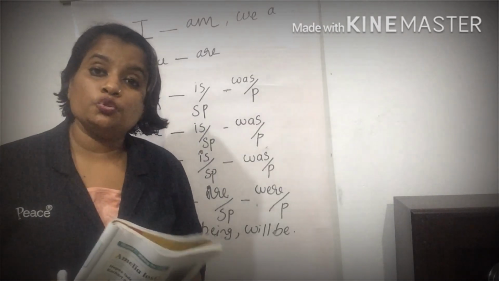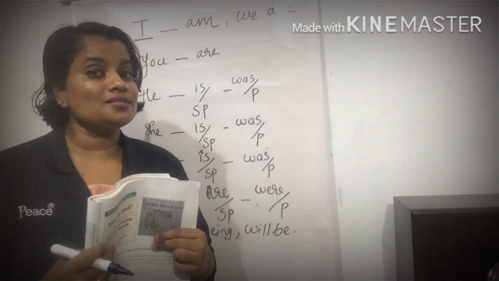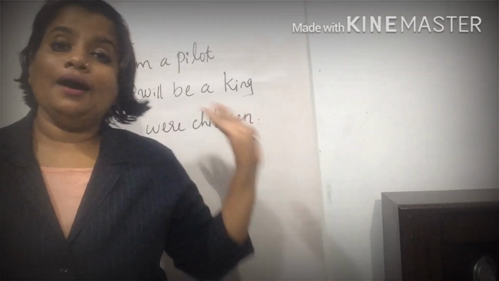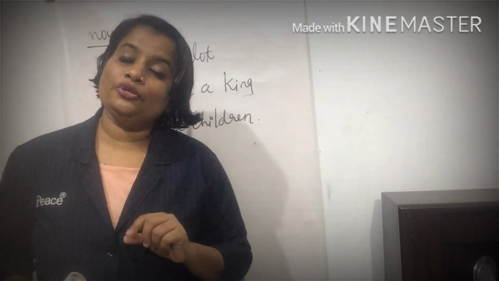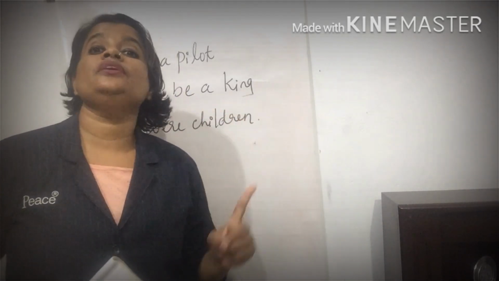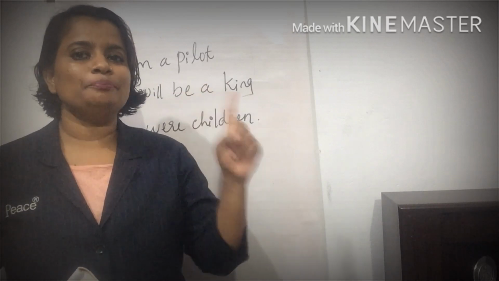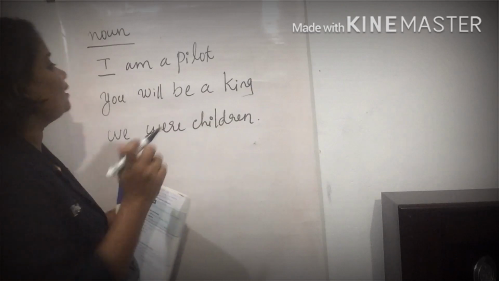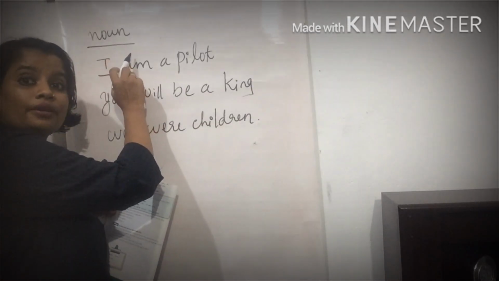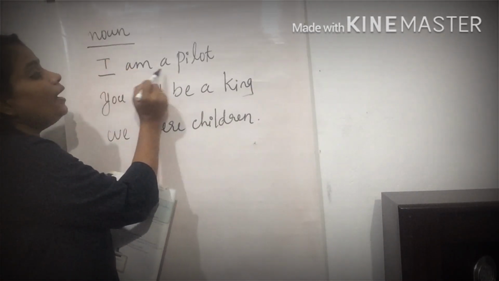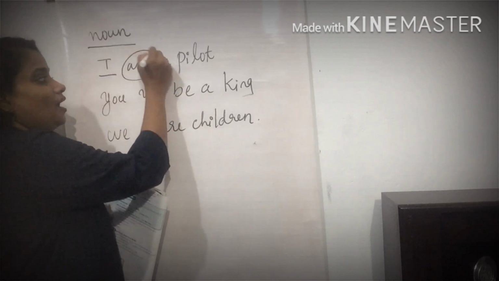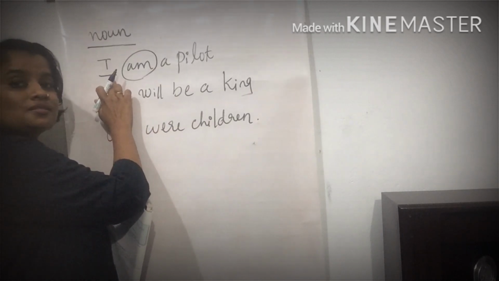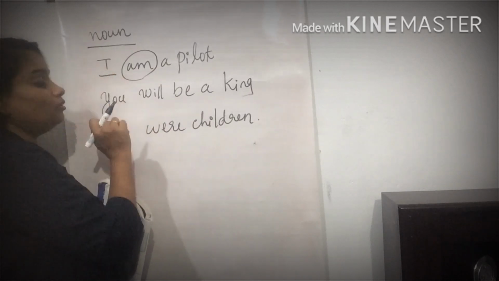Now we are going to make sentences with these forms. I wrote three sentences on the board. Please listen carefully to the different forms of be. I'm going to read out the sentences. Listen very carefully to the noun. According to the noun case, I am a pilot. I am a pilot. The first person is I, subject complement, noun complement.